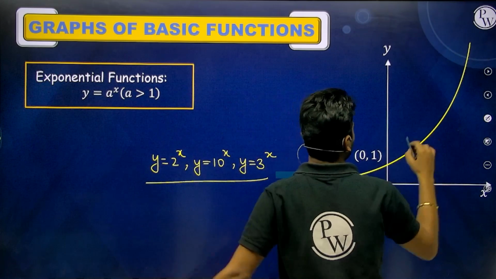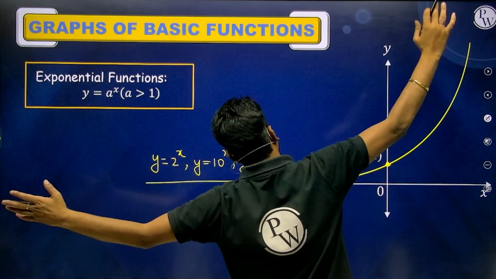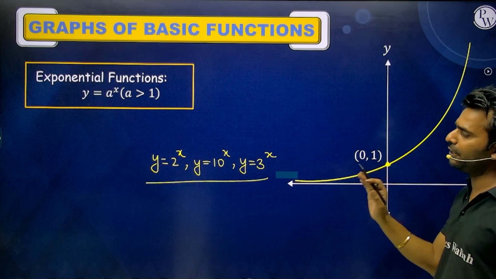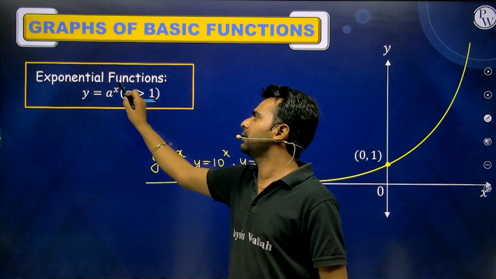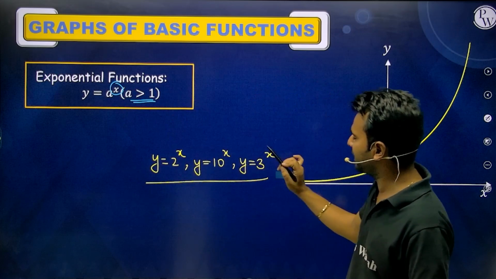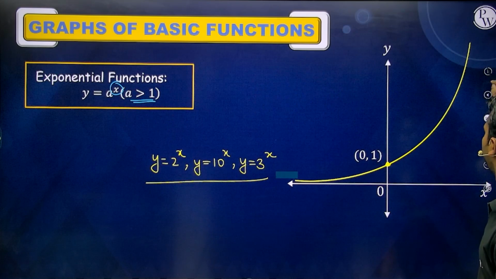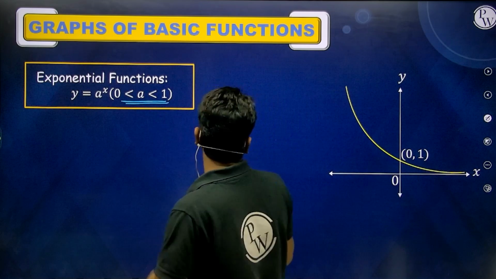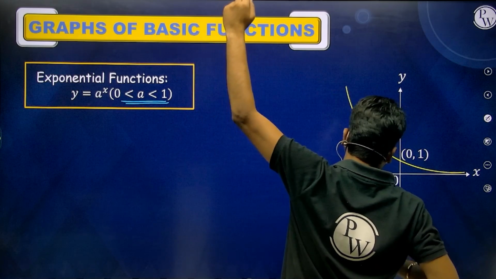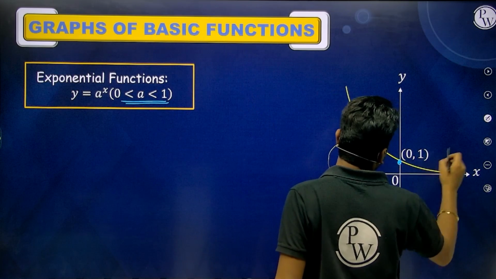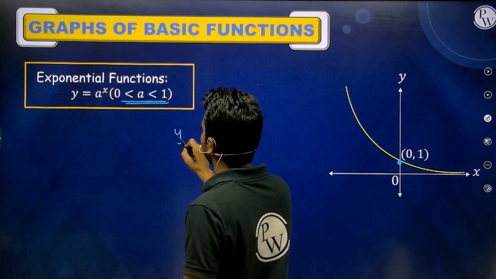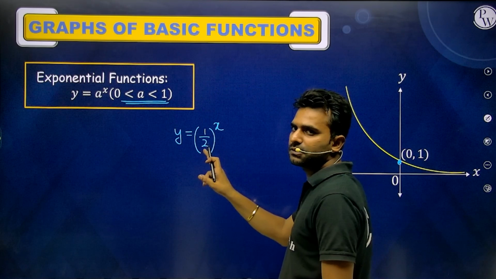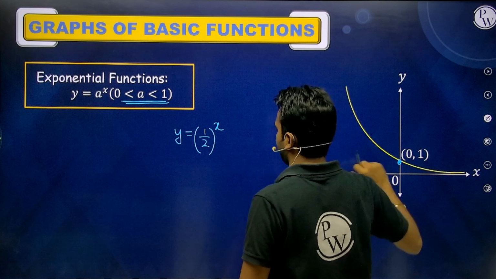I hope you guys are clear with this graph, right? So if any value greater than 1 is there at the base and the power is variable x, then the graph will be drawn in this shape only. For exponential functions in which the base is between 0 and 1, the shape forms like this. Okay, this is how the graph forms. If you want to draw the graph of y equal to 1 by 2 to the power x, the graph will be drawn like this, because whenever the base is lesser than 1 and greater than 0, the shape looks like this.